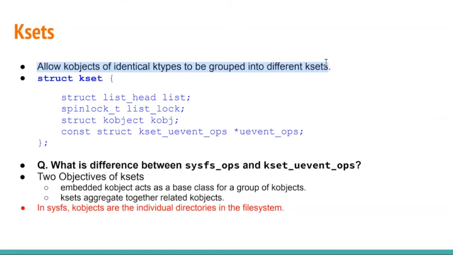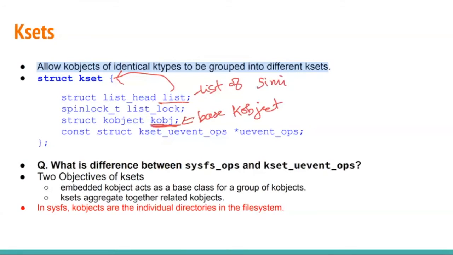So if you see here, it tells that it is a base k object, and this is a list of all the k objects inside this kset structure. So this is a list of similar k objects, and this is a lock if you want to do something. Here we have this uevent operation.